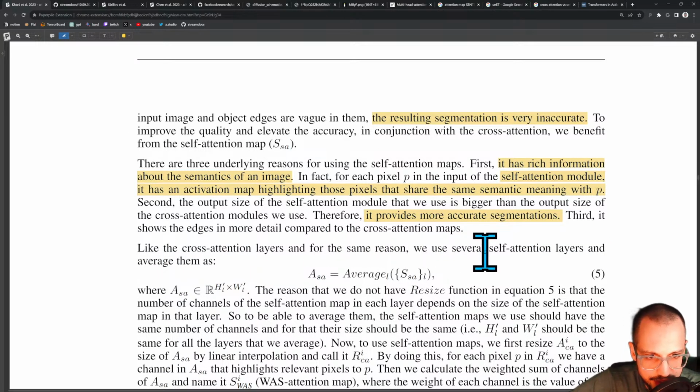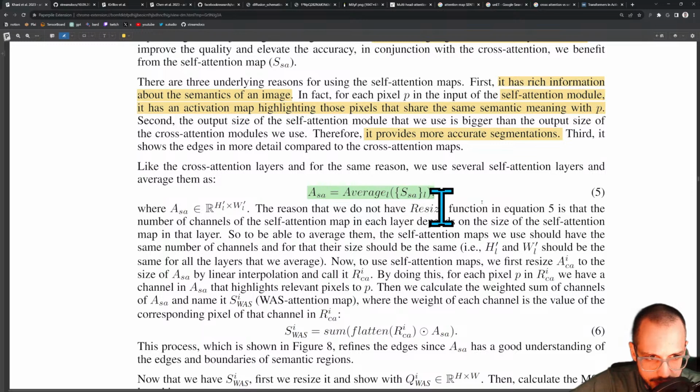Cross-attention layers, and for the same reason, we use several self-attention layers, averaging them as this. So they average the cross-attention layers, and they're doing the same thing with the self-attention layers. The reason that we do not have the resize is that the number of channels in the self-attention map depends on the size of the self-attention map. In order to be able to average them, we should have the same number of channels. So I guess they don't need to resize them. Now to use the self-attention map, we resize the cross-attention to the size of the self-attention by linear interpolation, call it RICA. Okay, a lot of resizing and a lot of averaging here.